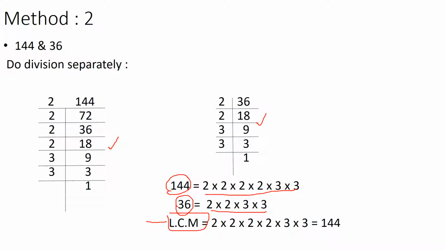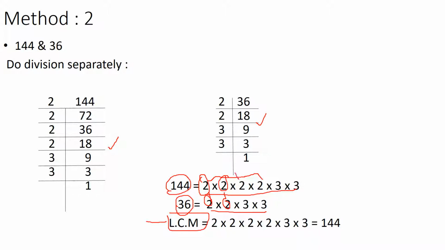So here you can see we have 2 and 3 that are common in both. How are we going to choose the numbers? You can see we have 2 times 2 that is common in 144 and in 36. But we have to choose the number that has more 2's. Like in 144 we have 4 2's, and in 36 we have 2 times 2's. So which one will we prefer? We will prefer the one that has more.